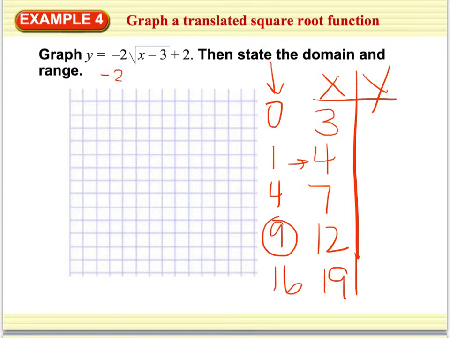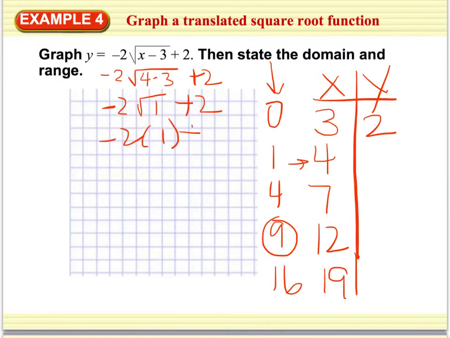Now we plug in those numbers that we have. So negative 2 times the square root of 3 minus 3, plus 2. The square root of 3 minus 3 is 0. And negative 2 times 0 is 0, plus 2 is 2. Now we do the same thing with 4. So negative 2 times the square root of 4 minus 3, and then plus 2. The square root of 4 minus 3 is 1. And the square root of 1 is 1. And negative 2 times 1 is negative 2. And negative 2 plus 2 is 0.